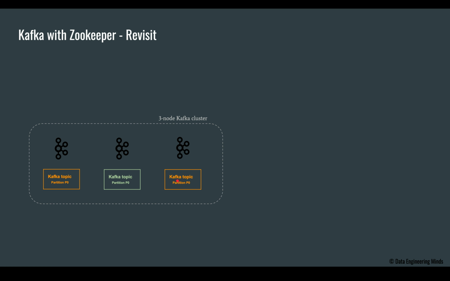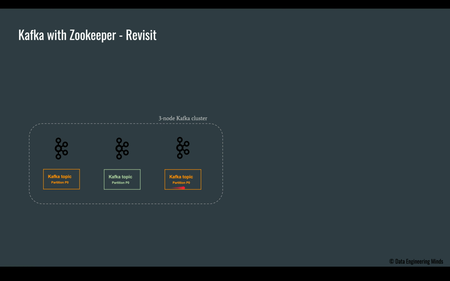So now we are seeing an example for a single Kafka topic that is having a single partition labeled as P0. In reality, a Kafka topic can have any number of partitions. And then each partition can have multiple copies. We call such copies partition replicas or simply replicas. In this example, we are seeing that this partition P0 is having 3 replicas, one on each broker.